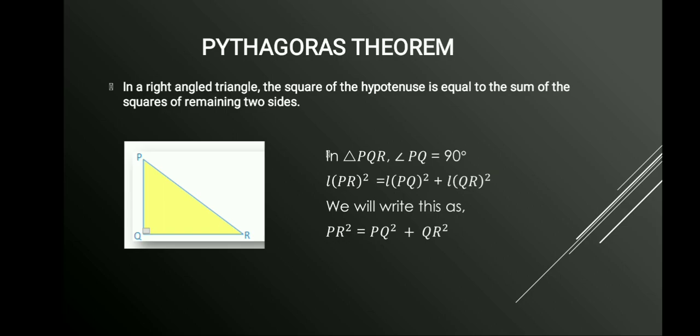Therefore, by Pythagoras theorem, length PR square equals length PQ square plus length QR square. We will write this as PR square equals PQ square plus QR square. Here you can see that PR is our hypotenuse and PQ and QR are the remaining two sides. So we can write PR square equals PQ square plus QR square. This is Pythagoras theorem.